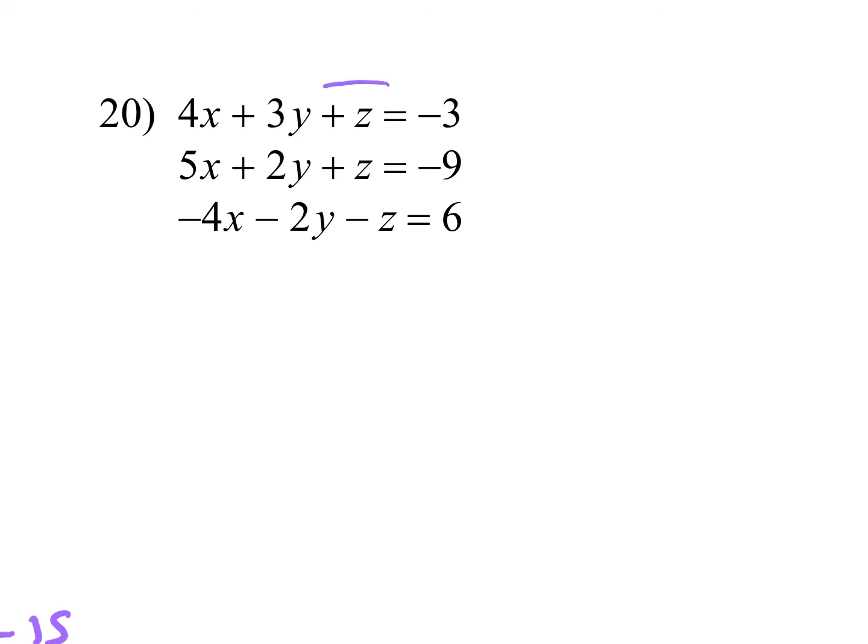Wait, are we canceling z? Yeah, we're going to cancel them. So I have to pick a variable that all the numbers are the same. I have z, z, and negative z. So all of these have the number 1 in front, so they're all the same. I can't pick y because I have 3, 2, and 2. So those are not the same.